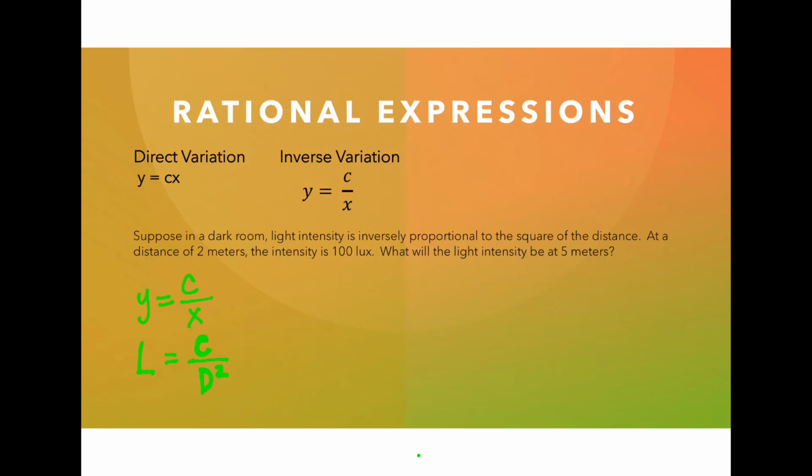And so they give us an example, and the point of this is for us to find C. At a distance of 2 meters, the intensity is 100 lux. That would be our light intensity. So again, that's giving us our X and our Y. So we have 100 lux is equal to some C value over 2 meters. So 2 meters distance, but it's distance squared. So of course that becomes 4.